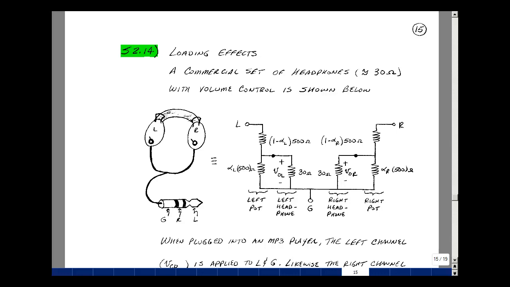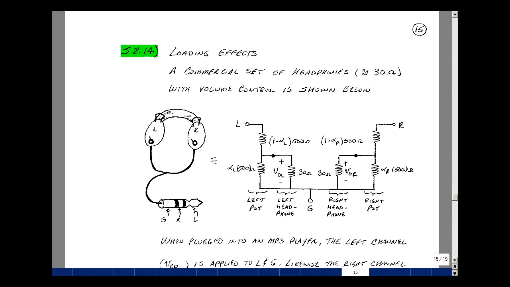This lesson deals with supplemental problem 214. You can find this problem in the course ebook in the Chapter 2 Supplemental Problem starting at page 15. What's sketched here is a commercial set of headphones, which also has a volume control included with each of the headpieces. The headphones themselves are actually 30 ohms, and roughly 30 ohms versus frequency.